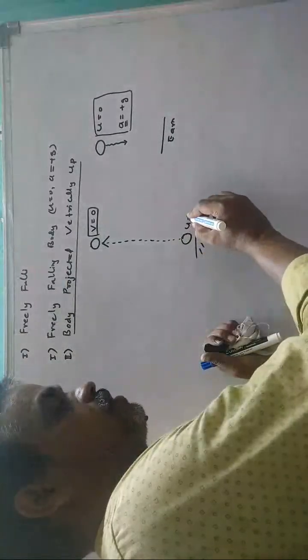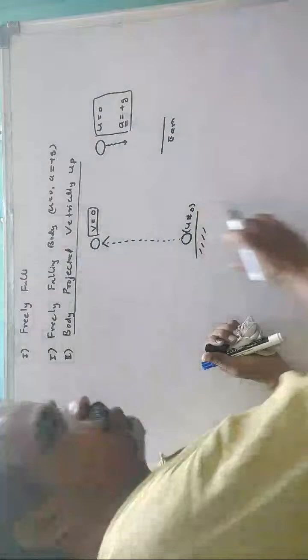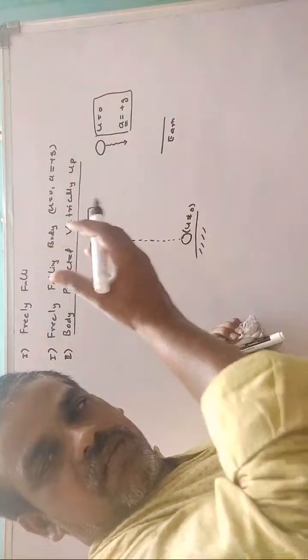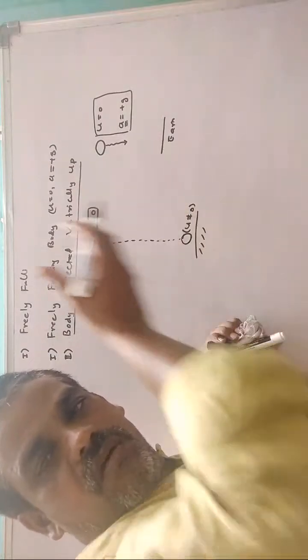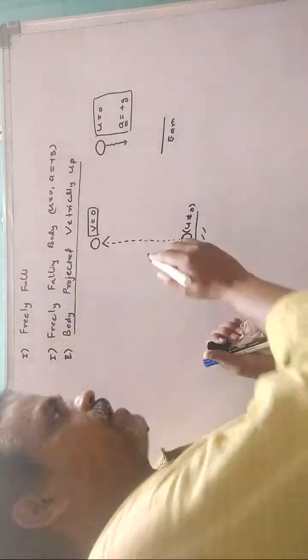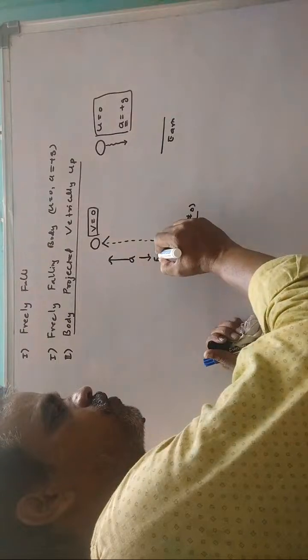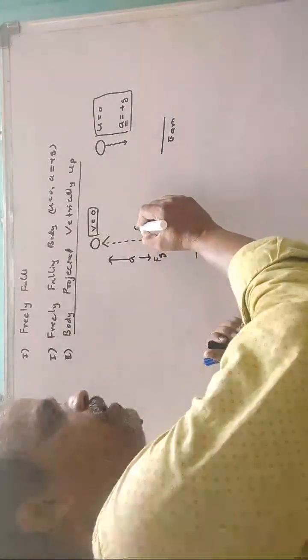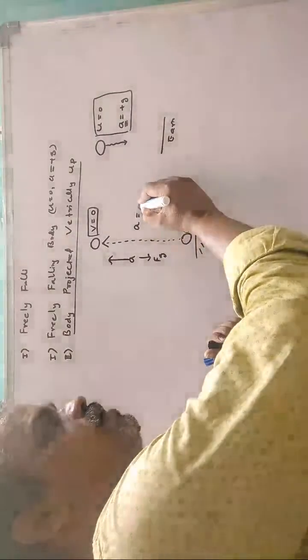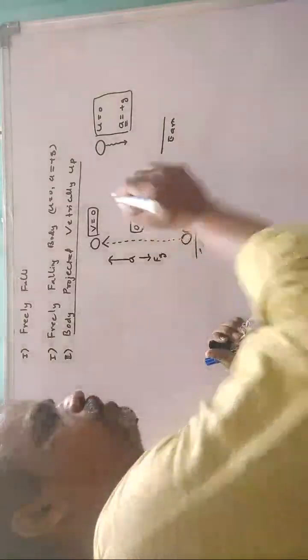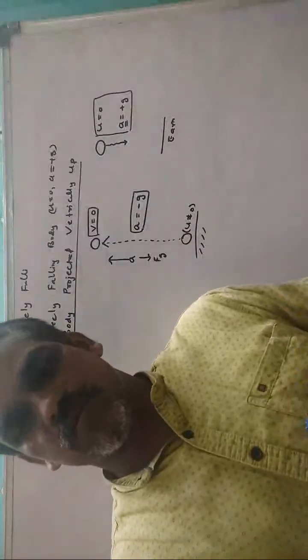So here the initial velocity is not 0. Then the body is accelerating in this direction, with the gravitational force acting downward. Have you understood this one? The body is getting velocity upward, but the gravitational force is acting downward. So a equal to minus g, because you take the opposite direction. These are the conditions for a body projected vertically up.